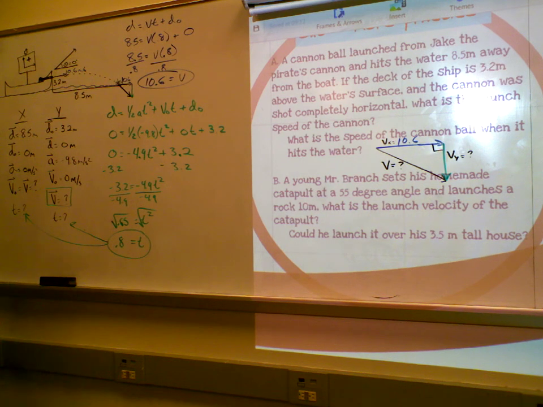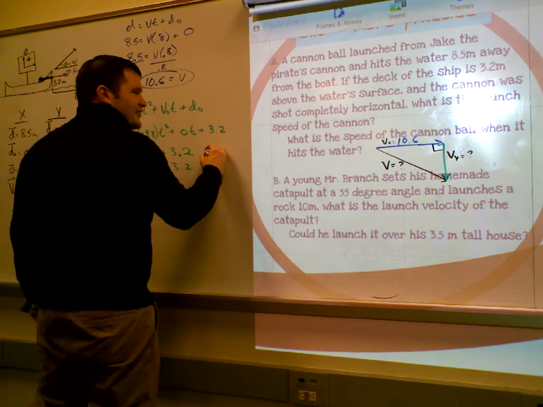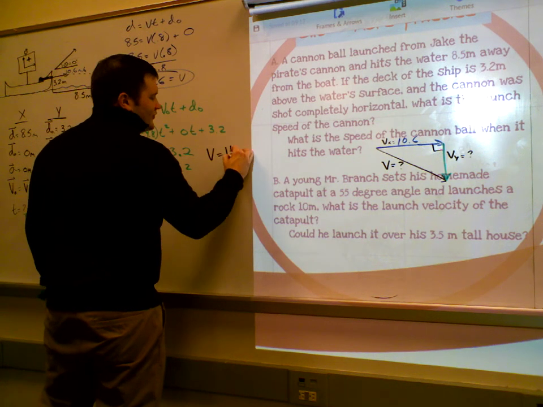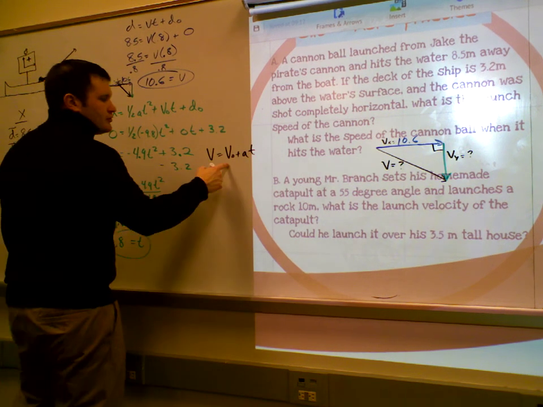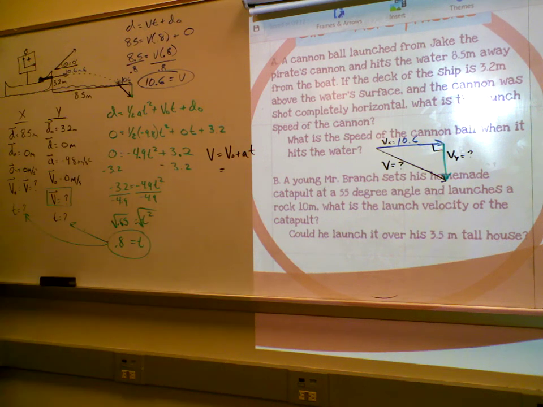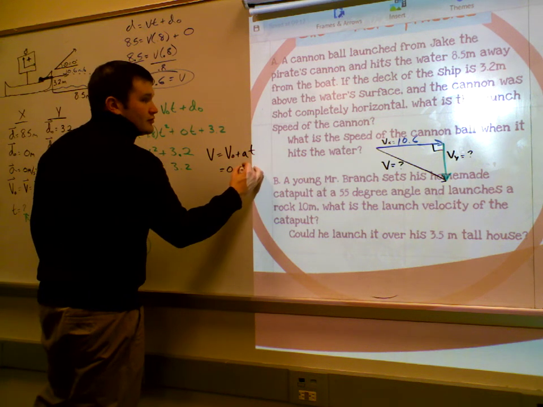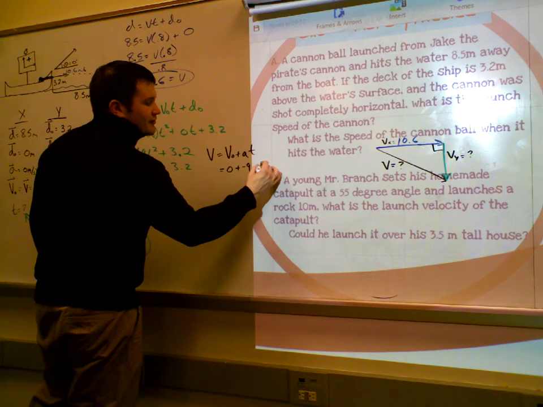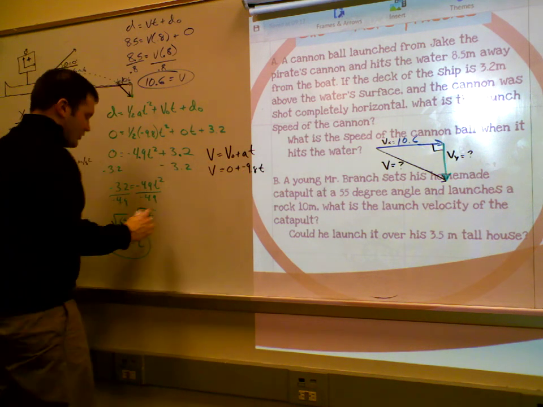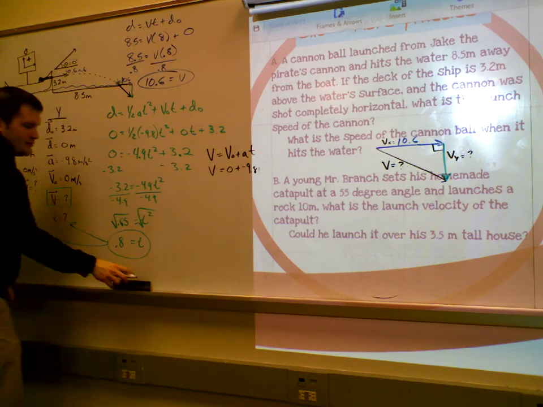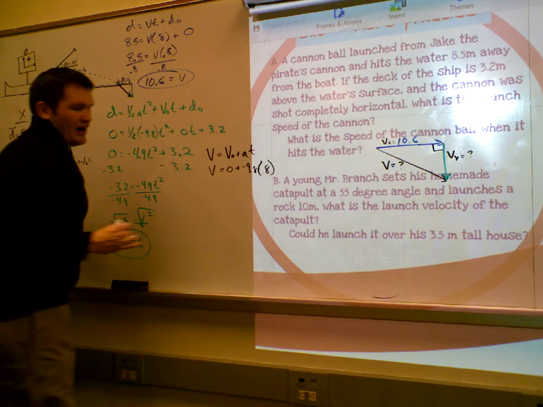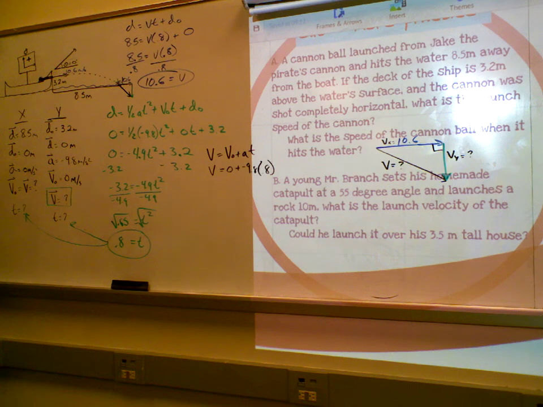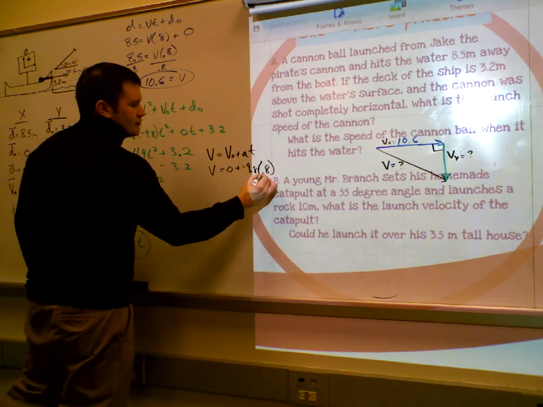Equation 4, good. I knew we'd get there eventually. V equals V naught plus AT. What's V naught? The initial y component, 0. What's acceleration? Negative 9.8. There you go. What's the time? 0.8. So negative 9.8 times 0.8, what do we get?